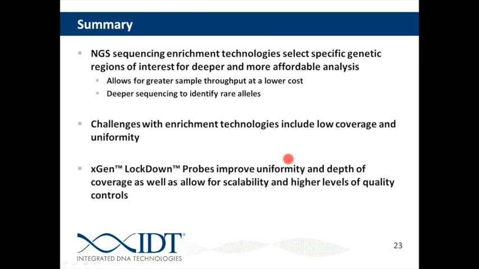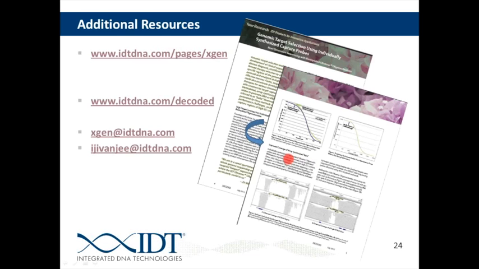So in summary, next-gen sequencing enrichment technology selects specific genetic regions of interest for deeper and more affordable analysis. This allows for greater sample throughput at a lower cost. Furthermore, deeper sequencing allows for the ability to identify rare alleles. Some of the challenges with enrichment technologies today include low coverage and uniformity, and xGen lockdown probes improve uniformity and depth of coverage, as well as allow for scalability and higher levels of quality control. With that, I would like to conclude this presentation.